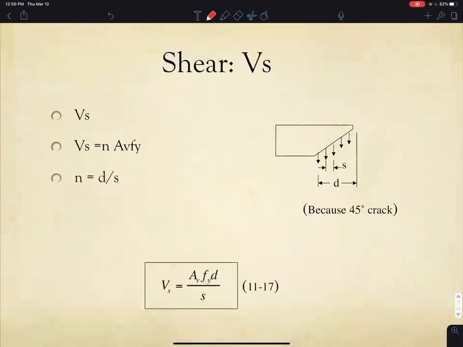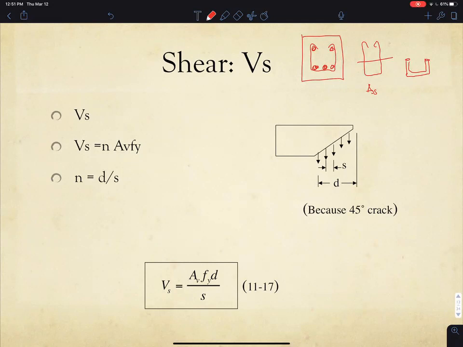A typical stirrup would look something like this. So that'll be in your beam. There's your flexure steel. And this stirrup, if you take that cross section, has a vertical area of 2 bar areas. So we don't get confused, the area of a bar is As. Let me draw that somewhere else.